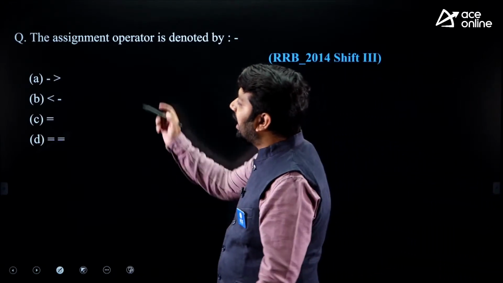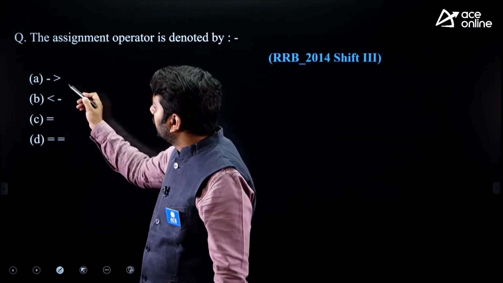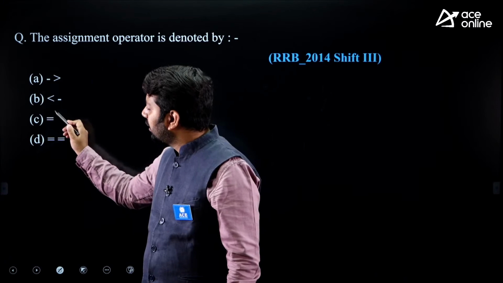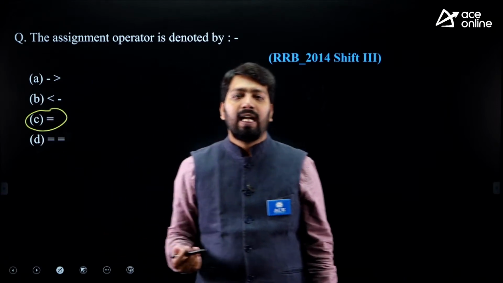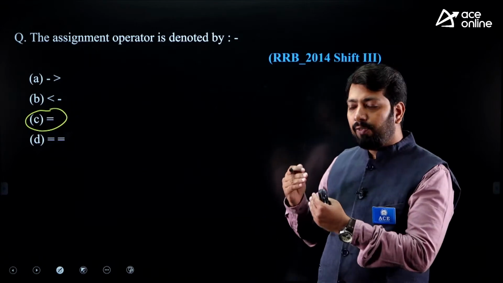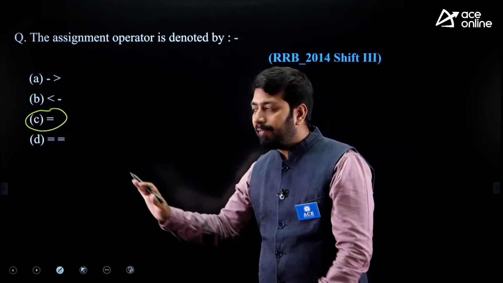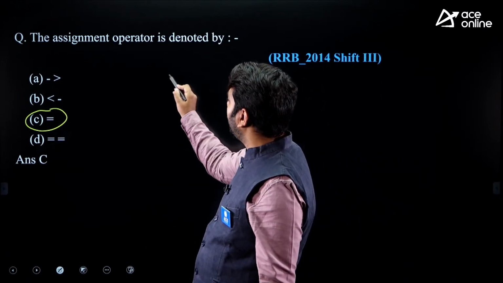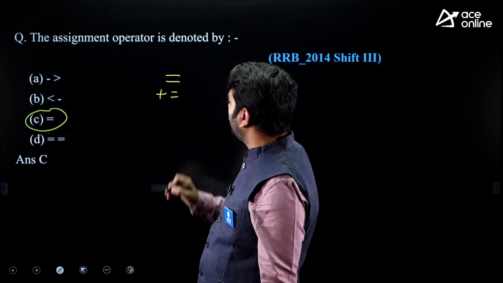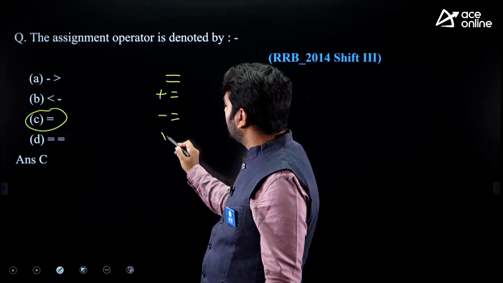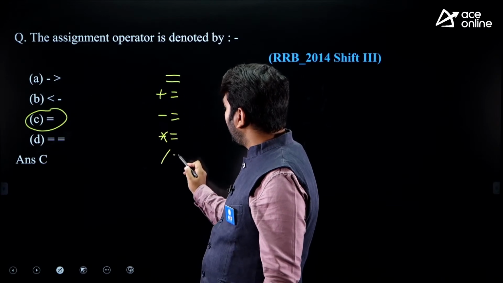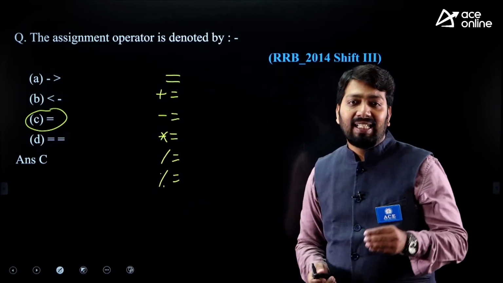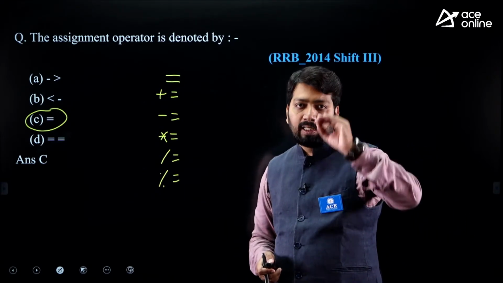Now, which one is the assignment operator? Which one it is? Tell me. Answer is equal to. Equal to is used to assign the value. It assigns the right hand value into the left hand variable. Fine. So there are some more assignment operators. First is equal to, then plus equal to, then minus equal to, then multiply equal to, divide equal to, mod equal to, etc. There are so many assignment operators, and it has the second lowest priority in all the operators.